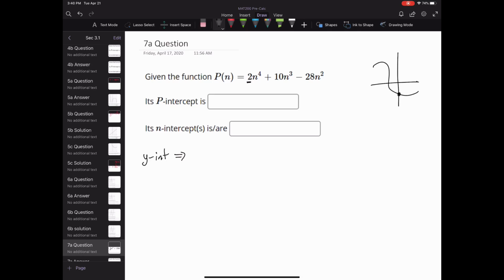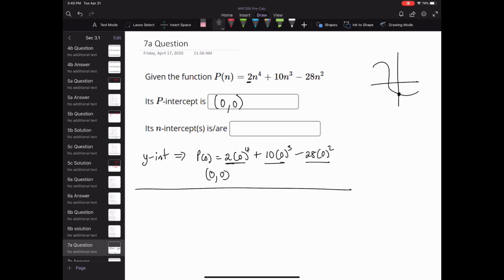So for the y-intercept, I'm going to do the work right here. That is p of 0, which is equal to just substituting 0 for everything: 0 to the 4th plus 10 times 0 to the 3rd minus 28 times 0 squared. This whole thing is 0, everything here is 0. So the y-intercept occurs at the point where y is 0 and x is 0. And I'm assuming that they want it in point form.